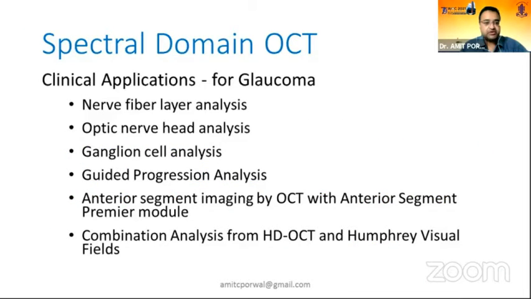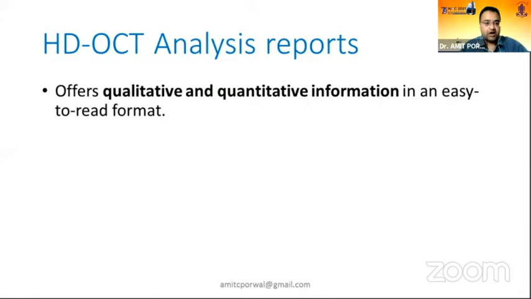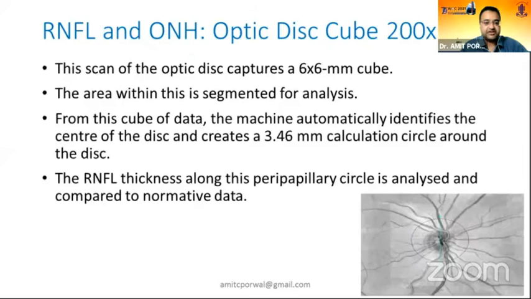So coming to the SD OCT, what are its clinical applications for glaucoma? You have the nerve fiber layer analysis, the optic nerve analysis, the ganglion cell analysis, the guided progression analysis, anterior segment imaging by OCT with the anterior segment premier module, and combination analysis from HD OCT and the Humphrey visual field. Now, how does this analysis report help us? It offers qualitative and quantitative information in an easy to read format.